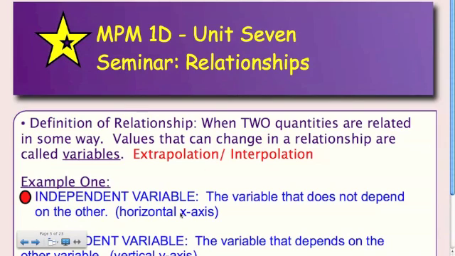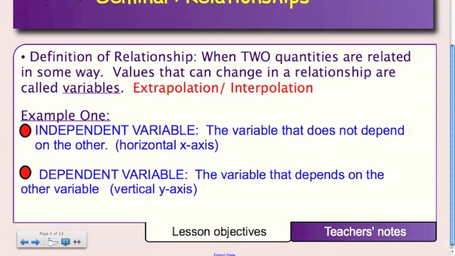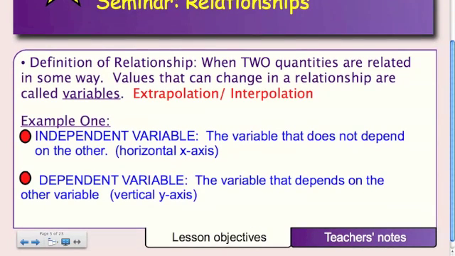Now, when we're talking about straight lines, that is part of the whole concept of the x and y values having a relationship. They're related to each other in some way, okay? So the definition of a mathematical relationship is when two quantities are related in some way. Values that can change in a relationship are called variables. And we're going to talk about the concept of extrapolation and interpolation later on.